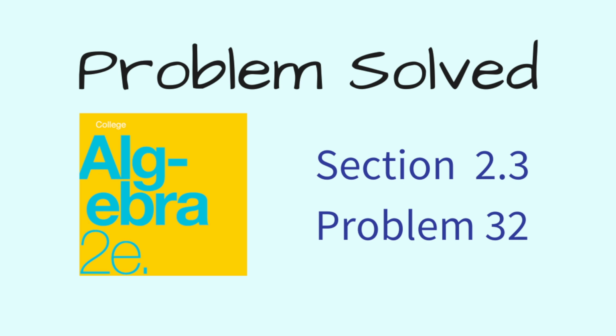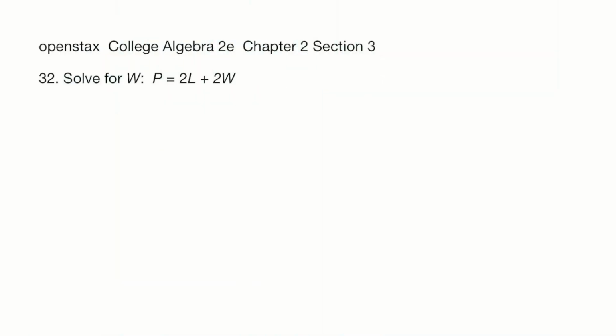Welcome. In this video, we are going to take a look at problem 32. It is from section 2.3 of College Algebra 2E by OpenStax. In this problem, we need to solve for W, and we are given P equals 2L plus 2W.